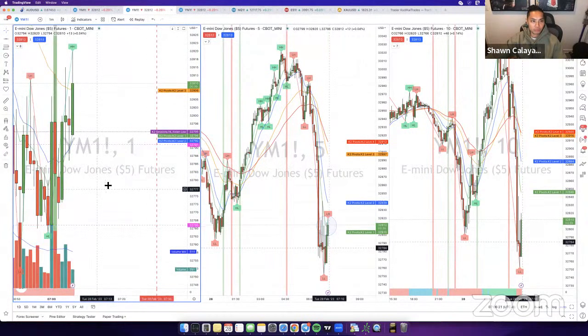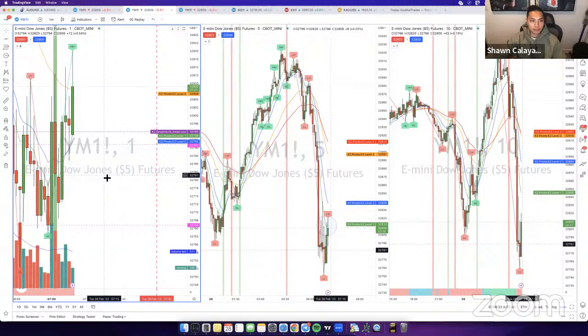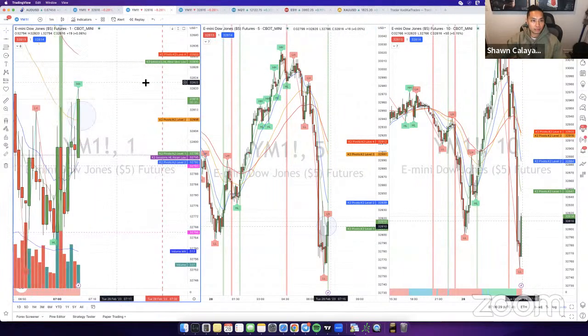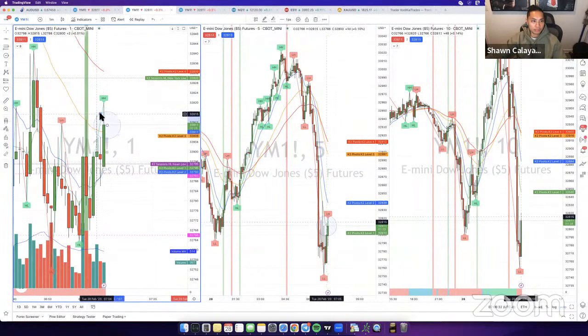So we'll see where this ends up going right here. I think if this rejects again off the pivot on the 1 minute, it'll probably come back down slightly, but it does not look like it's going to happen here. It has about 30 seconds left on this candle.